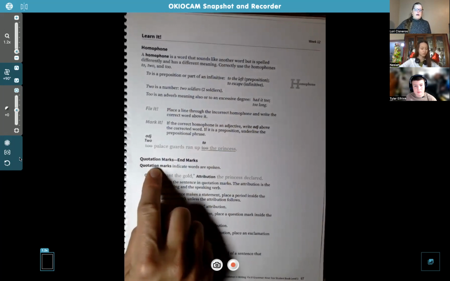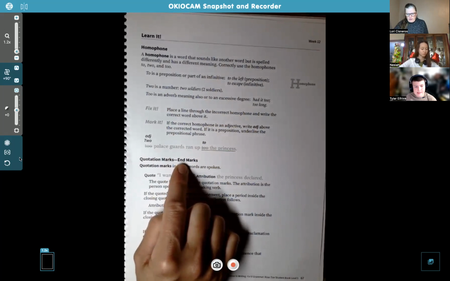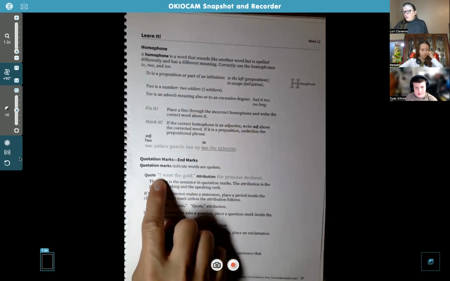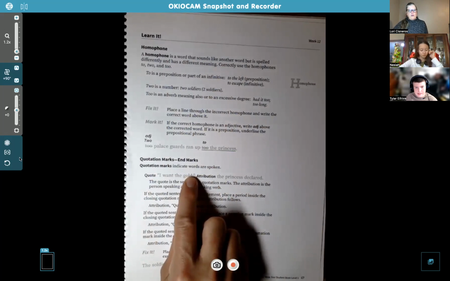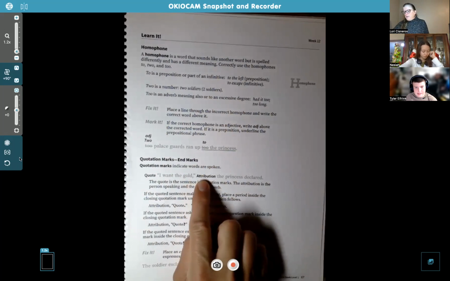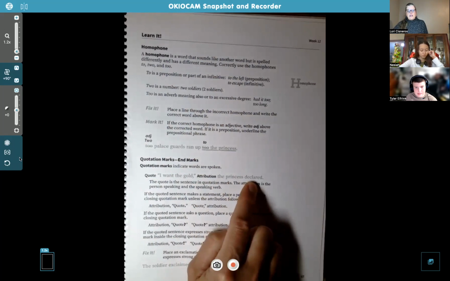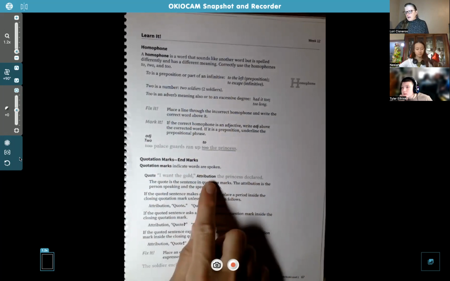All right, we're also going to talk about quotation marks and end marks. Quotes or quotations are when someone is speaking in the story. So here's the quote, "I want the gold." And you can see those little marks before and after. Those indicate somebody is speaking in the story. One of the characters is speaking. And then that word attribution, that means who is speaking. The princess declared. It's saying who's speaking and how they're speaking. Okay, that's what the attribution is.